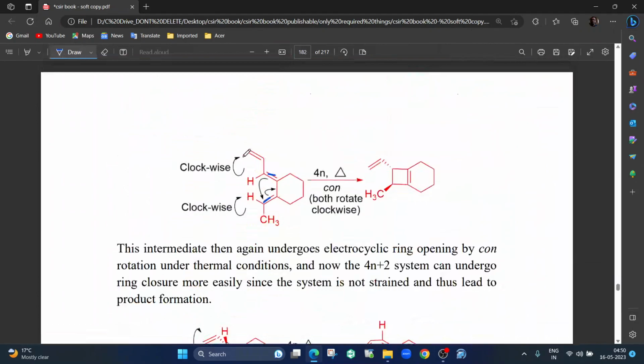But 4n system is kinetically more favored. Now 4n h nu is this, that means 4n thermal is con. Okay, 4n thermal is con. So first what happens is, conrotation.